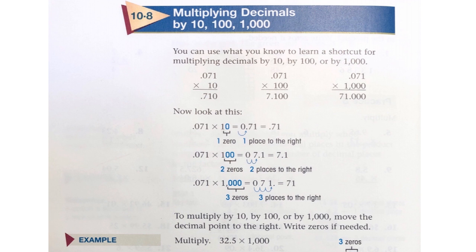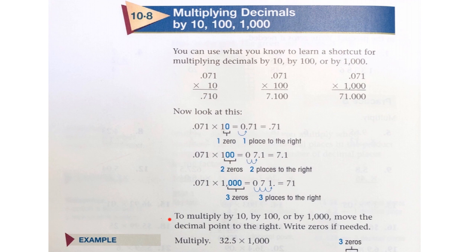Now with 2 zeros, move the decimal 2 places to the right. So it goes to the right of the 0, to the right of the 7. So the product is 7 and 1/10. And maybe we can see the pattern. 1000 has 3 zeros. So we'll move the decimal place to the right 3 times. 1, 2, 3. Now the decimal is all the way to the right of the digits, and it just reads as 71.